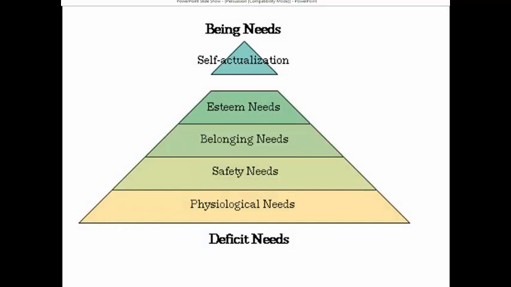And the top rung of that is self-actualization. That's the top of the pyramid in the traditional Maslow's hierarchy of needs. And for the self-actualization step, this is that be all that you can be.